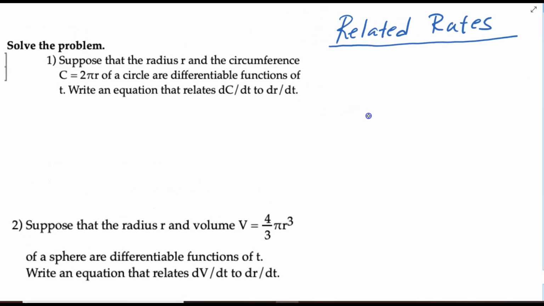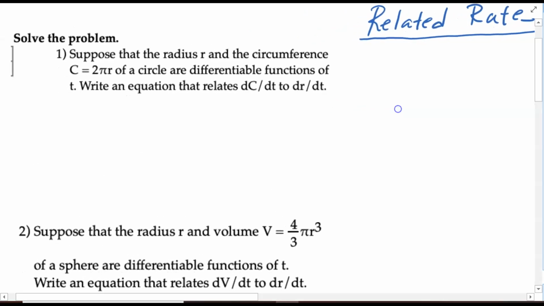Number 1. All right, so it says, suppose that the radius r and the circumference c equal 2 pi r of a circle are differentiable functions. So that means that both sides of the equation we can take the derivative of. Write an equation that relates dc/dt to dr/dt. Now, I am going to call this right here c prime, capital C prime, and I'm going to call this here r prime, just because it's easier to write, but this is the Leibniz notation that surely you've heard of before.